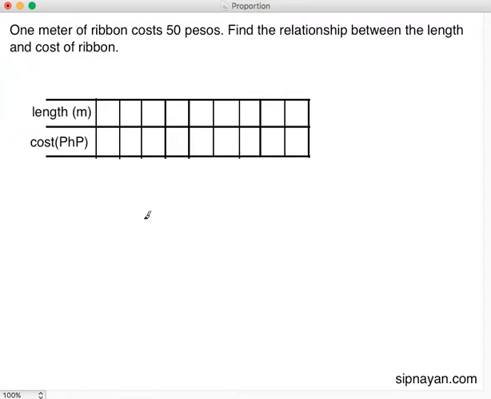Welcome sa zip9.com. In this video ay i-introduce natin, pag-aaralan natin kung ano ba ibig sabihin ng proportion, and in particular, direct proportion. So kung makikita ninyo, meron tayong problem.